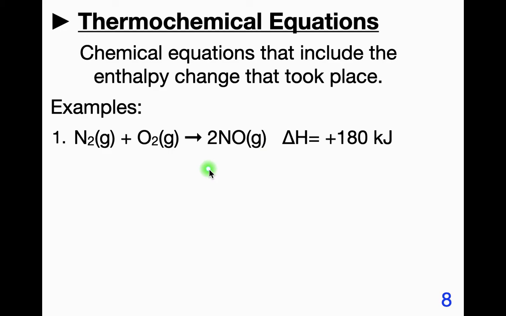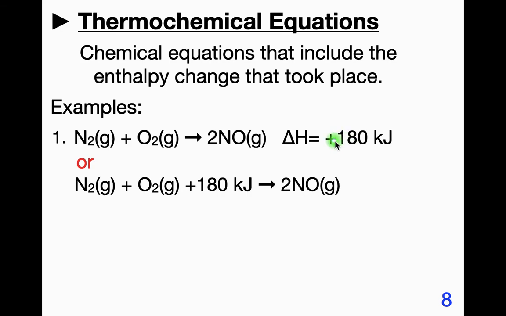Okay, now we also can rewrite this. Instead of an enthalpy value off to the side here, we can include the value in the chemical reaction itself. And you can see that it's here. Now notice that it is a reactant, and that's because the enthalpy is a positive value. And remember, what does positive mean? It means it's required. So for this reaction to take place, we needed the nitrogen, we needed the oxygen, and we needed 180 kilojoules of energy.